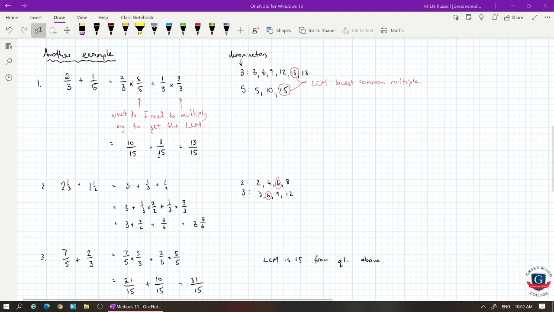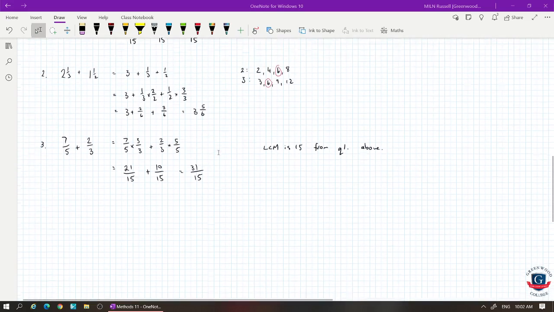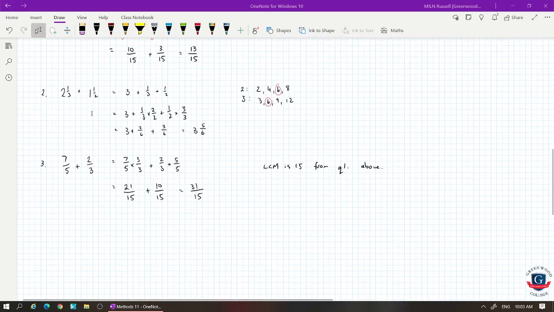3 times 5 will give me 15. Multiply the numerators, gives me 3. Add them together, gives me 13 on 15. Done. Tick. Now when we're working with mixed numbers, there's a couple of ways to do this. One is to convert them to improper fractions and add those, or to add the whole parts of the mixed numbers first, and then the rest. That's what I'm going to do in this case.